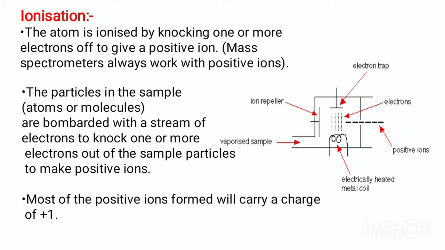Ionization. The atom is ionized by knocking one or more electrons off to give a positive ion. Mass spectrometers always work with positive ions. The particles in the sample are bombarded with a stream of electrons to knock one or more electrons out of the sample particles to make positive ions. Most of the positive ions formed will carry a charge of +1.